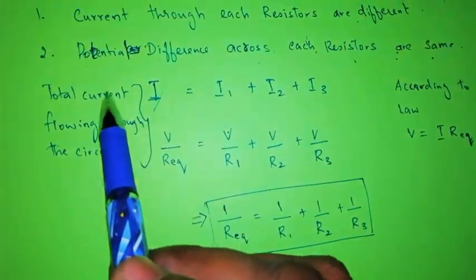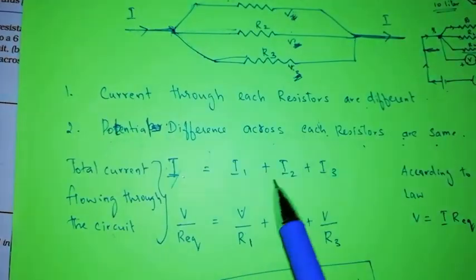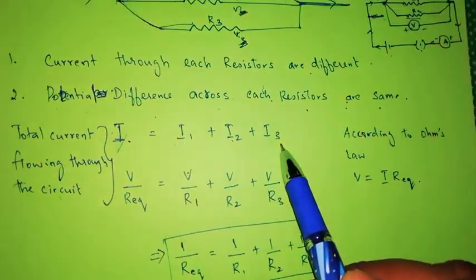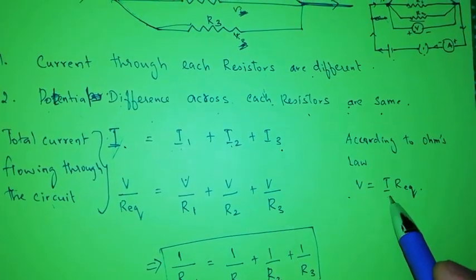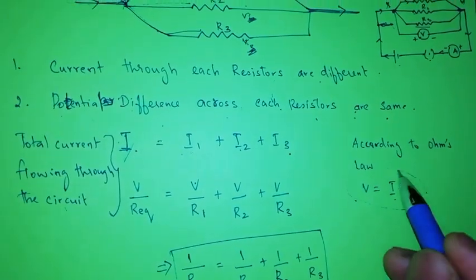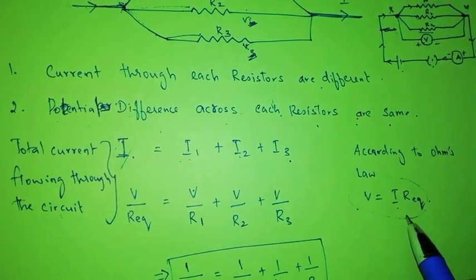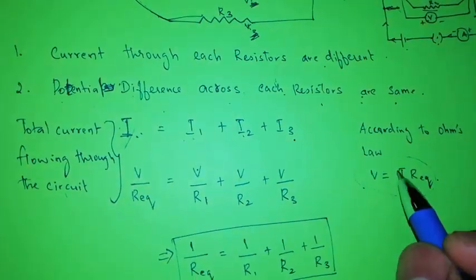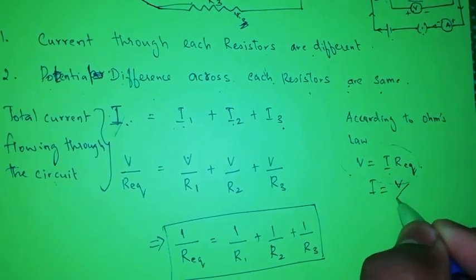So the total current flowing through the circuit is I, right? So I can distribute the current into I1 plus I2 plus I3. According to Ohm's law, we can write V is equal to I R equivalent. Each resistor has the same potential difference, so I can write V is equal to IR. So I is equal to V by R.